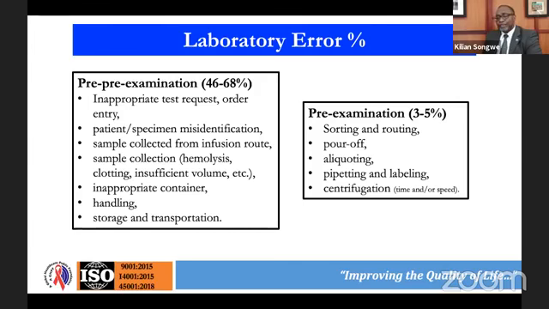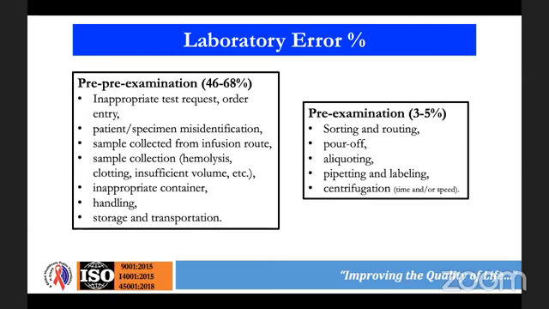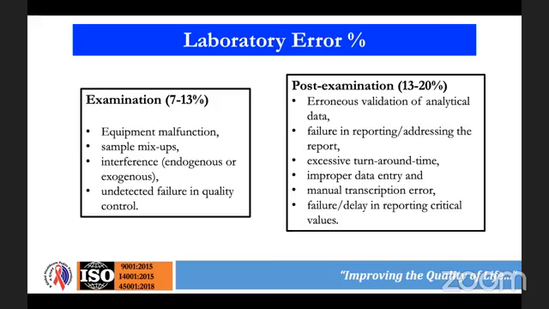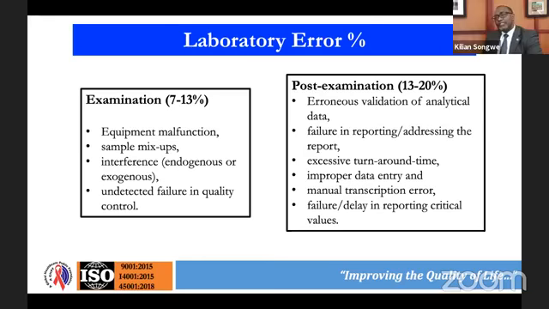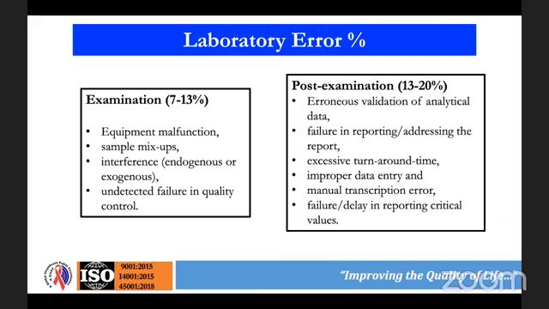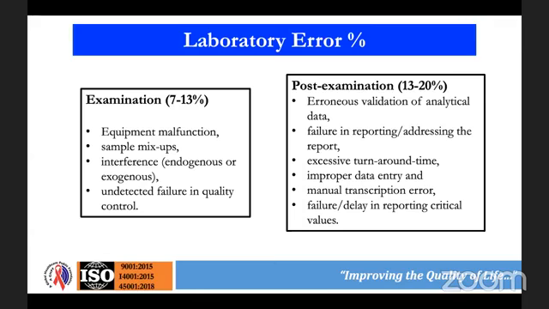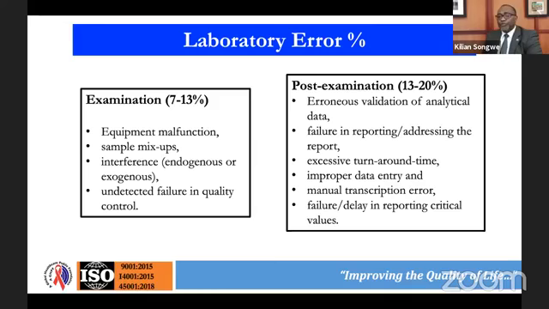In the pre-examination, sorting and routing of the samples, aliquoting the samples without proper mixture, pipetting and labeling could actually result in more error in the laboratory. And then we move on to the examination phase. 7 to 13% of the error occurs in this area, where it could be either equipment malfunction, it could be interference, or it could be just failure in quality controls. That would happen at this point.